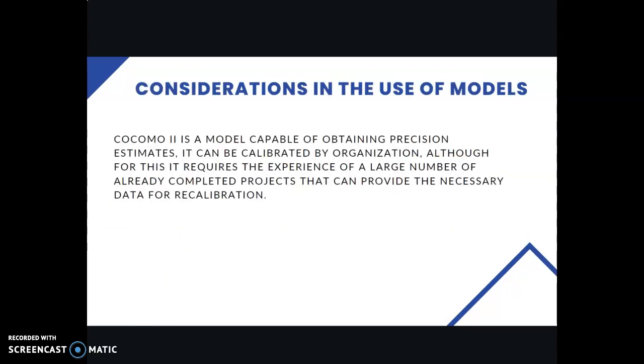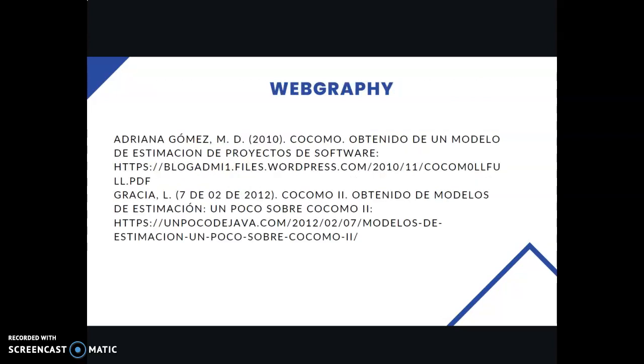Okay, the considerations when we are going to use this tool: COCOMO 2 is a model capable of obtaining precise estimates. It can be calibrated by the organization, although this requires the experience of a large number of already completed projects that can provide the necessary data for recalibration. This is the web graphic.